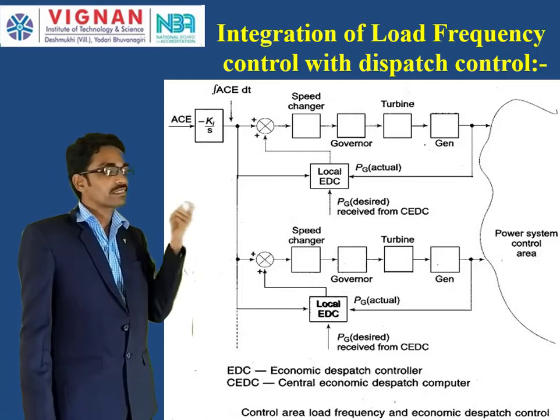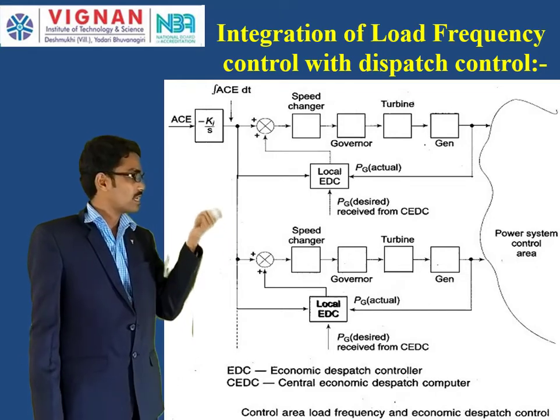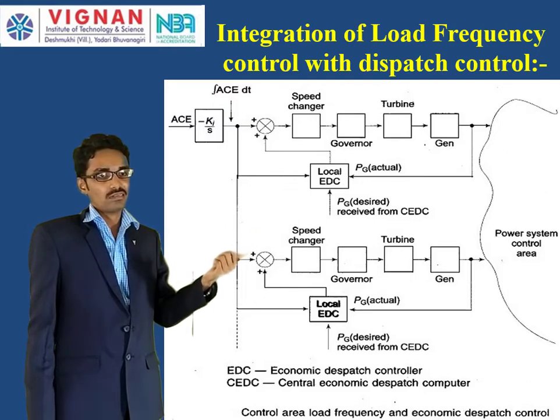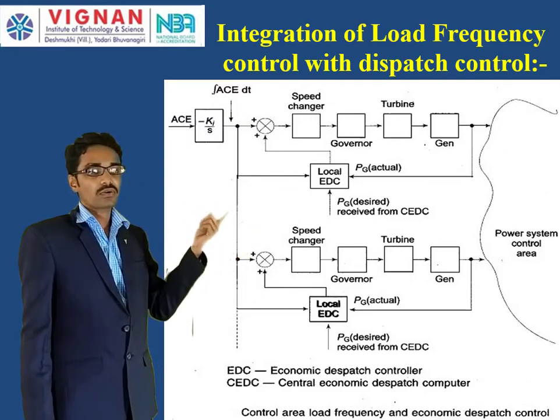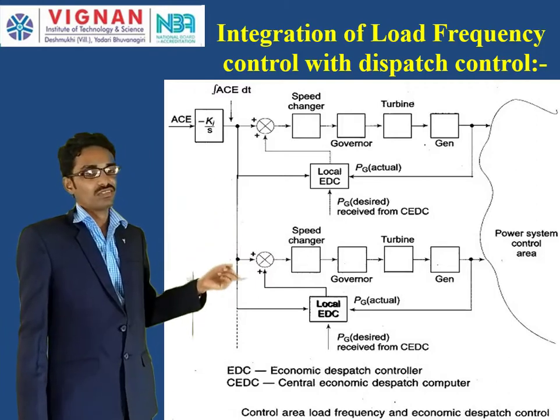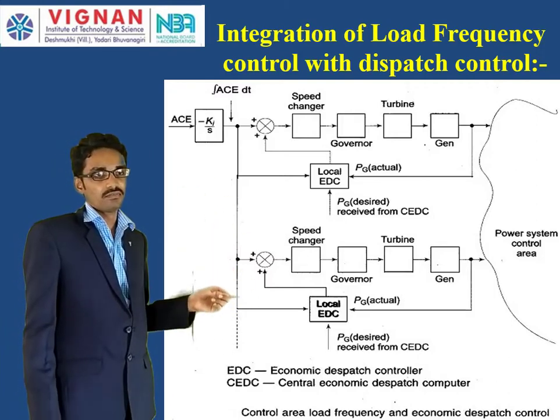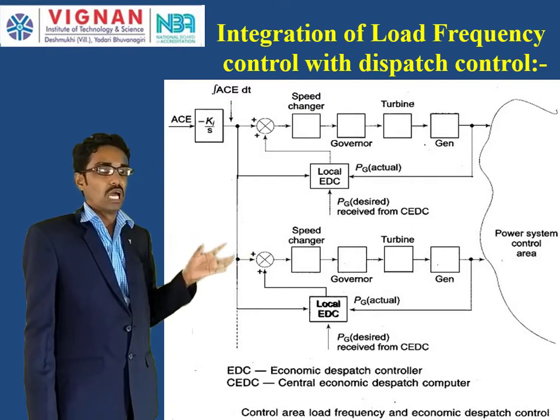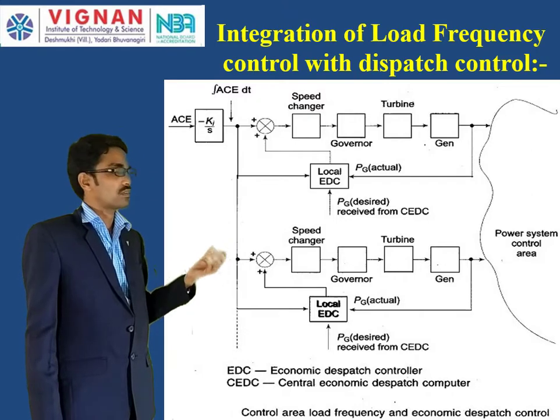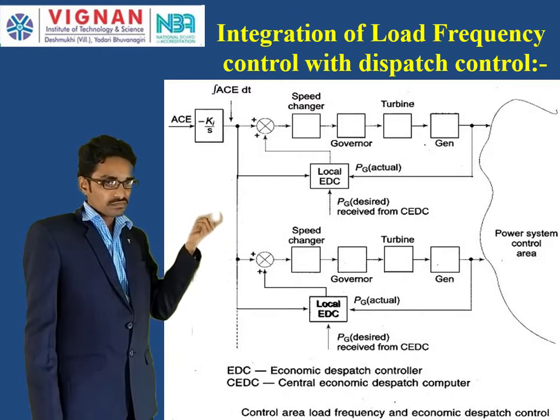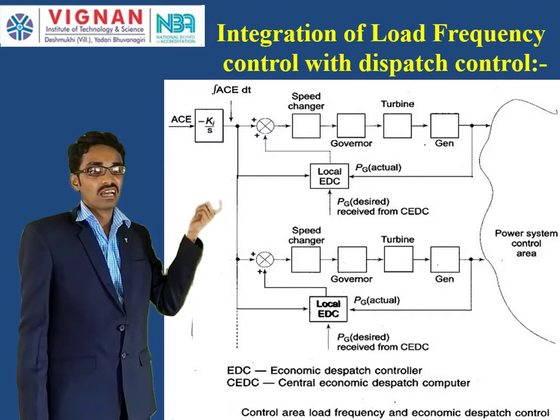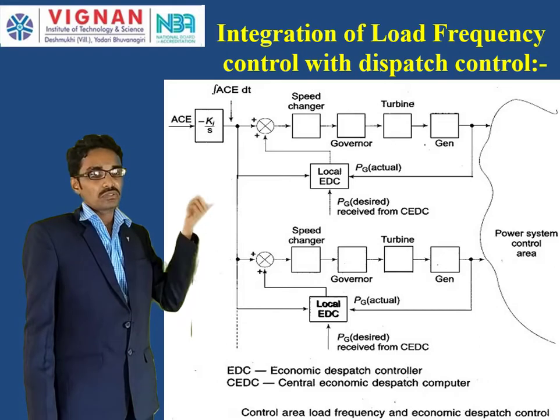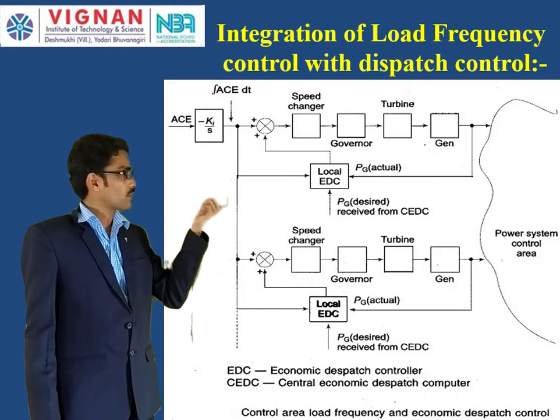So those are the signals which we get from the central economic dispatch computer to the local economic dispatch controller. From that local economic dispatch controller only, it is controlling the total generation in that particular area. That is the integration of load frequency control with the economic dispatch controller. Here you have the local economic dispatch controller, and whatever is on the local side, that is the main controller.